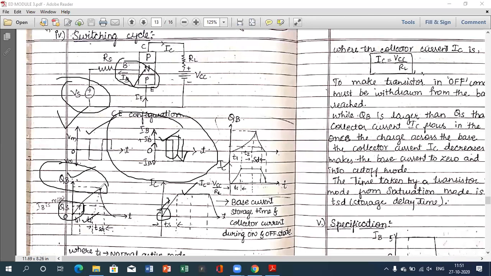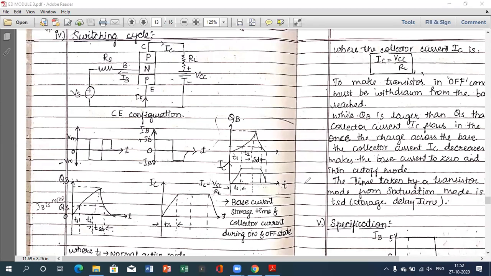The charge across the base goes from maximum to 0. In this case, the collector current also starts reducing to 0. We call this state the cutoff stage, and the transistor is in off condition. So this is how the PNP transistor with respect to time provides on state and off state of the transistor, in a simple discussion. I hope it is clear for everyone in simple words.